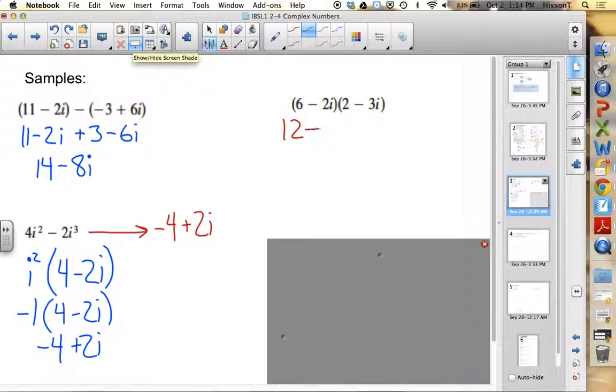12 minus 18i minus 4i plus 6i squared. Good. Okay, so here we've done the FOILing, now we need to get our final answer. At this point, I'm going to substitute in -1 for my i squared. So that's a minus 6. 12 minus 6 is 6. Negative 18i minus 4i is a negative 22i.